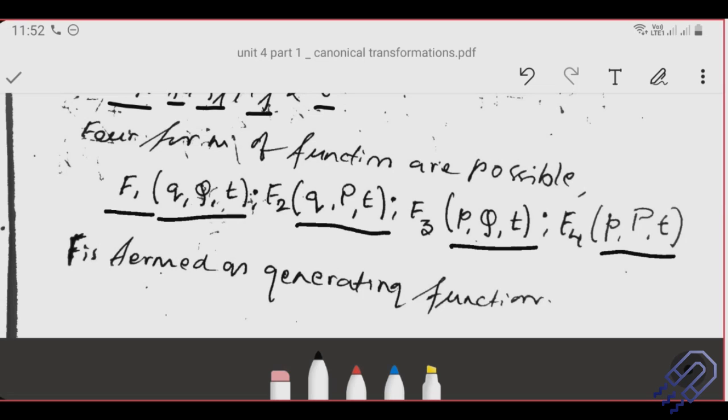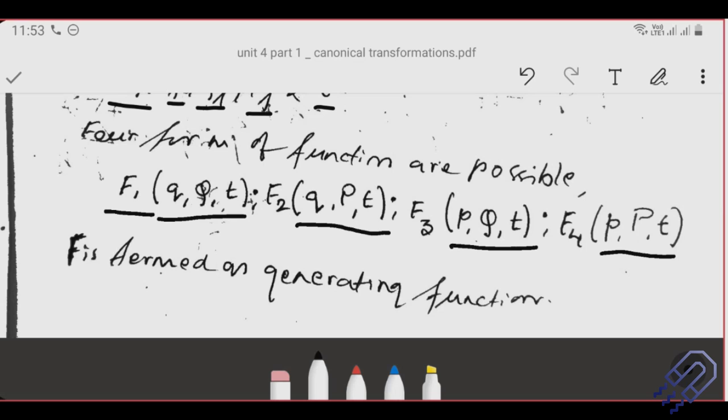This is very important from your entrance exam point of view. They do ask this question. I have seen the question is one of the favorites in this particular unit, that they do ask some question from the generating function. So you have got four generating functions and you have to remember their form. That is what is important here. So what are the forms here?